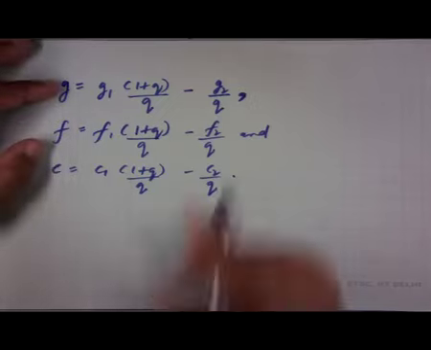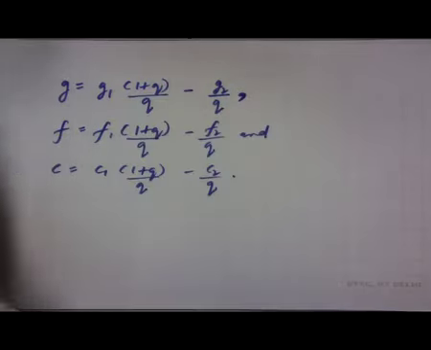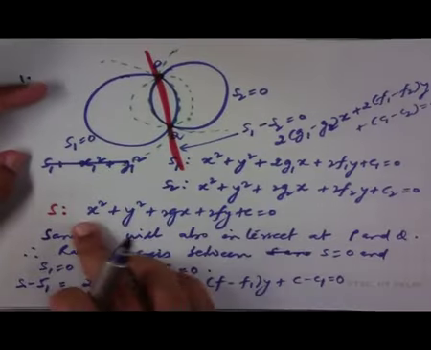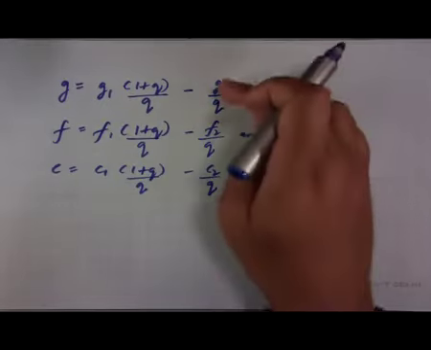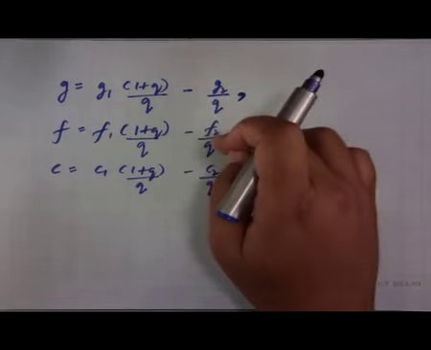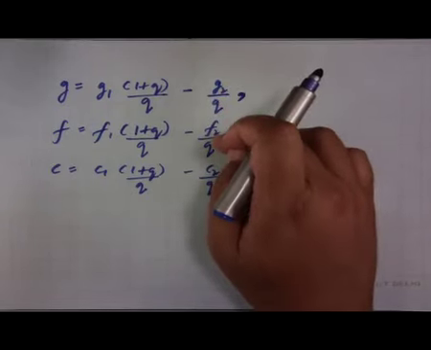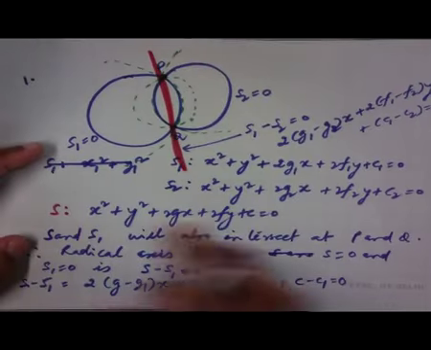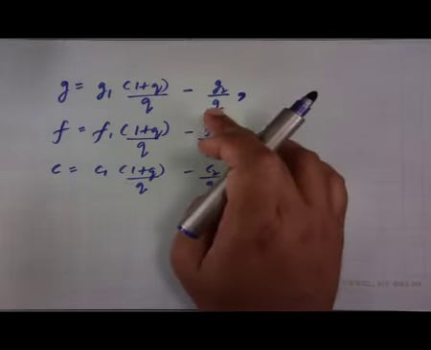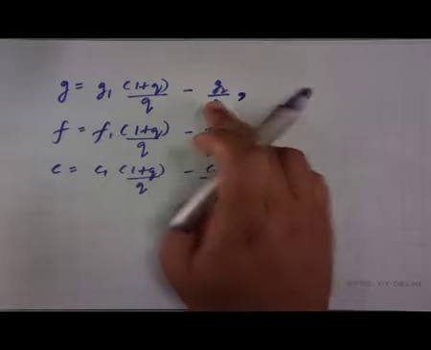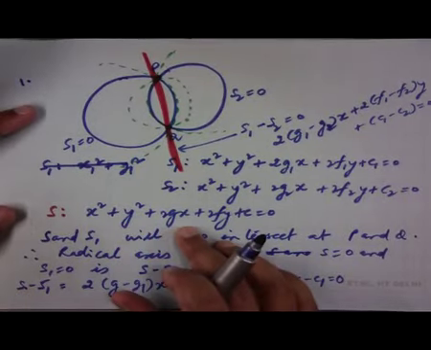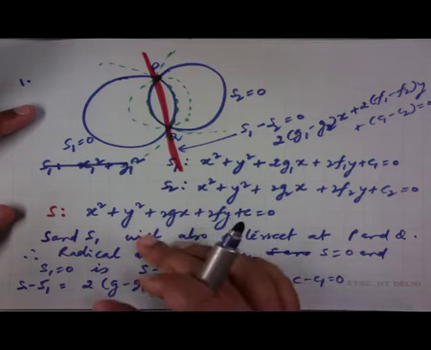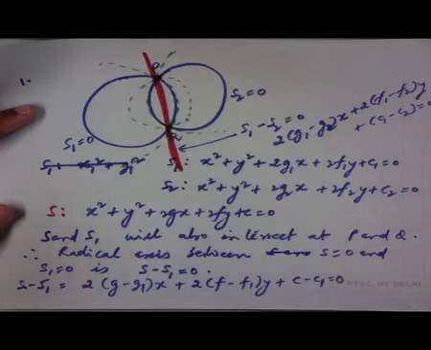So, now if we go back to this general equation, we replace g, f and c by these right hand sides. And if we do that, we should be able to get the general equation, where on the right hand side we will have q. So, in this equation we will have this parameter q, and by changing that parameter q we will get different circles from the family of circles.